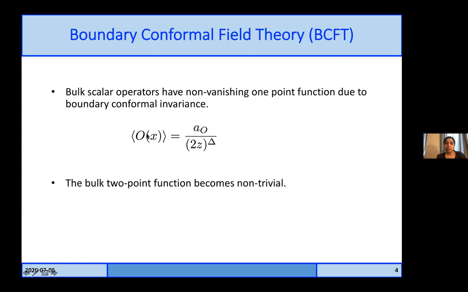So if O is a bulk scalar operator, this is how we denote the one-point function of this operator. These A's are the one-point function coefficients of this operator. Translational invariance along the parallel coordinates r says that this can only depend on the coordinate z. This is the scaling behavior of this function, where delta is the operator dimension of this operator O. Now, this implies that the bulk two-point function under these circumstances becomes non-trivial.